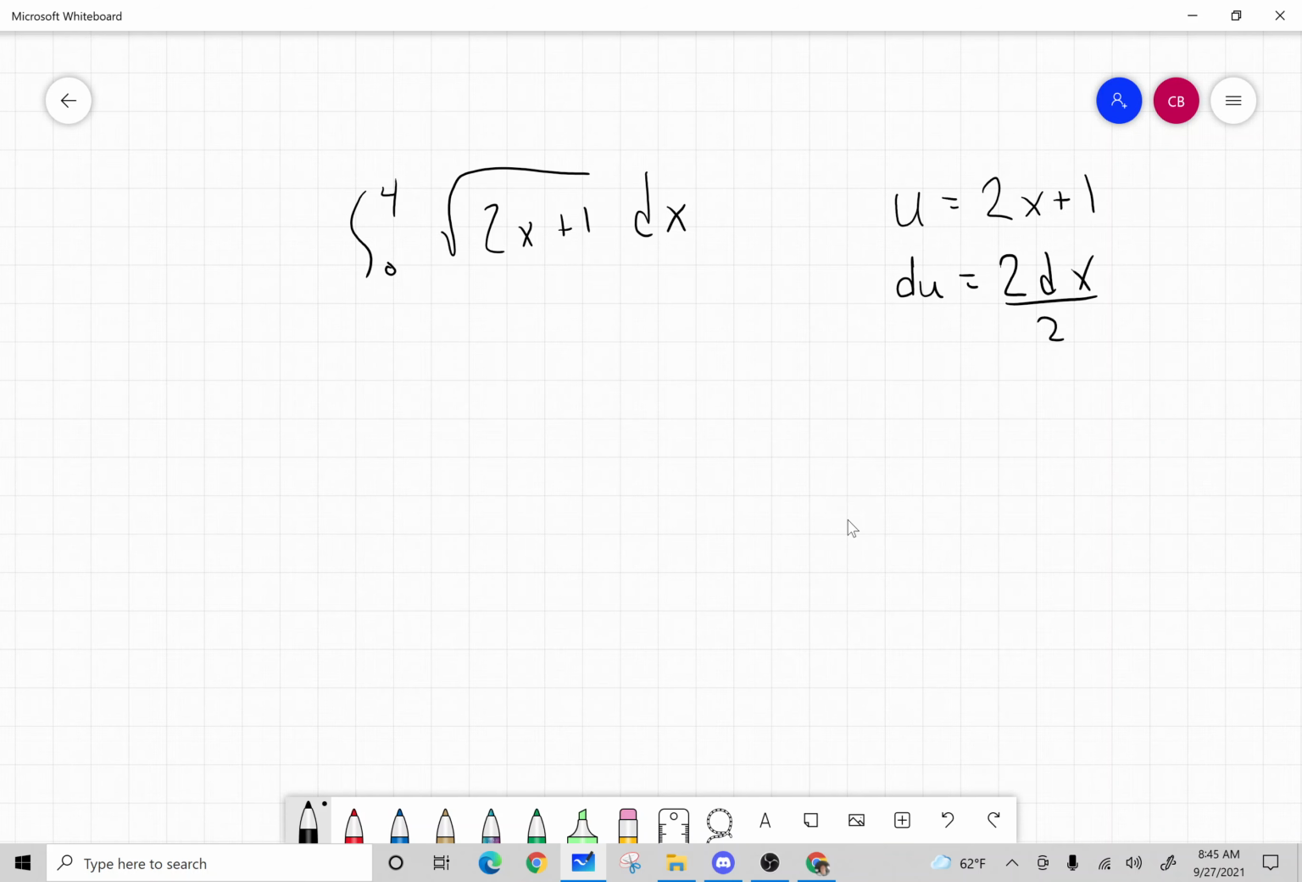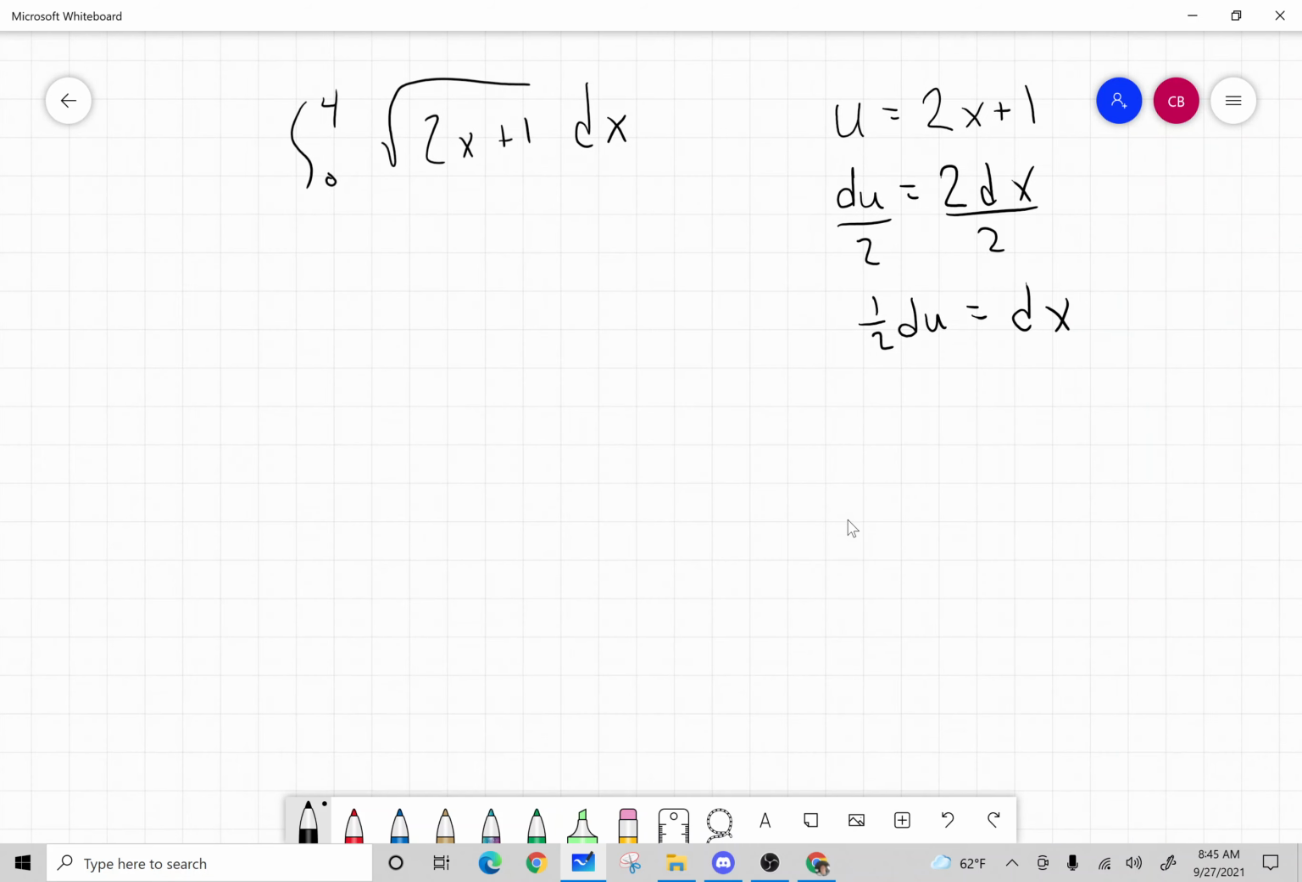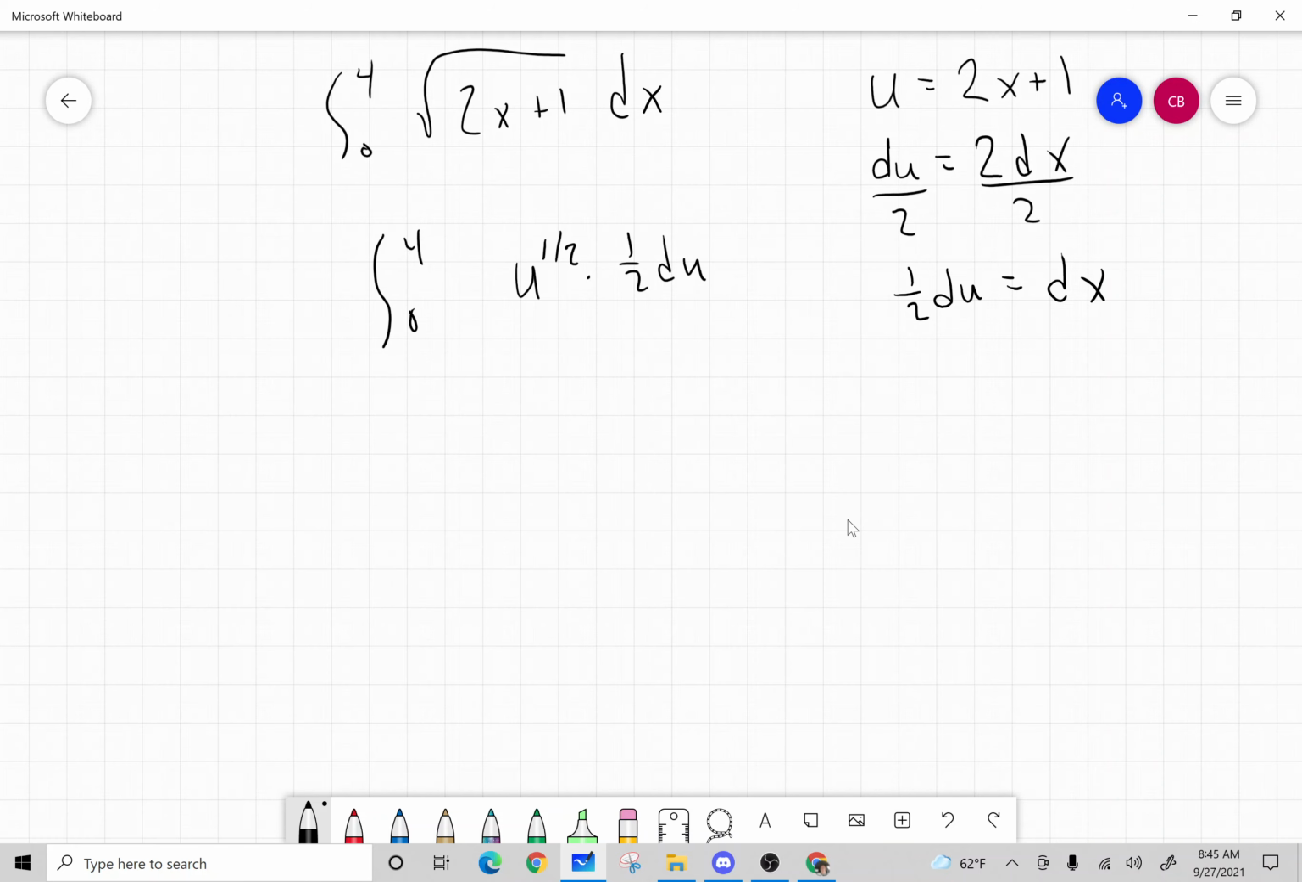So we're going to divide by 2. And now we've got 1/2 du is equal to dx. Okay. And so we're going to call u, I'm going to rewrite this. This is 0 to 4, u to the 1/2, and we said dx is 1/2 du. Okay, so I'm going to factor out the 1/2. 0 to 4, u to the 1/2 du.